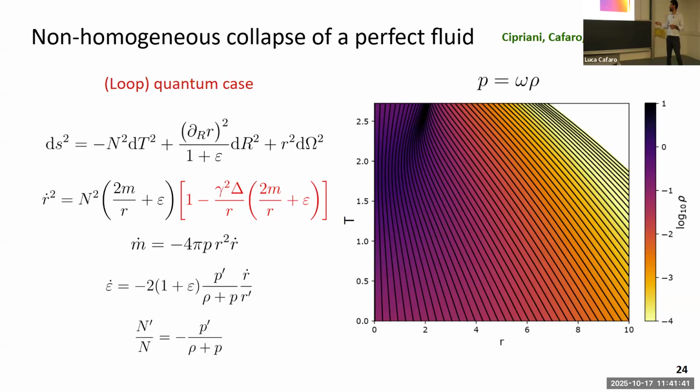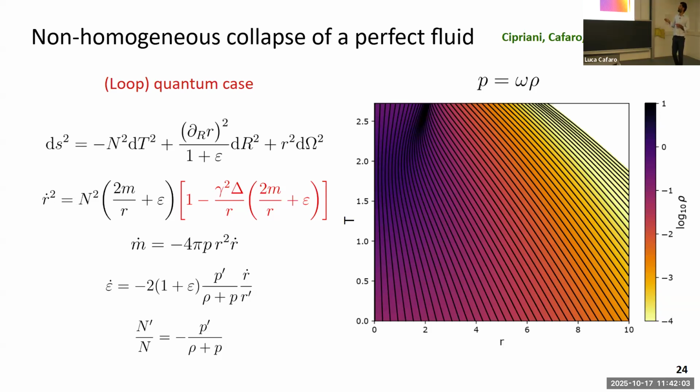We have the physical radius on the x-axis and time on the y. The black curves you see are just a few evenly spaced trajectories of the matter shells, which give an idea of the flow of the star. So we see that there is no central singularity. The singularity is also resolved here.